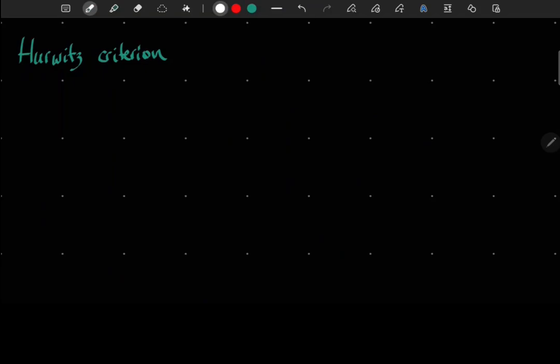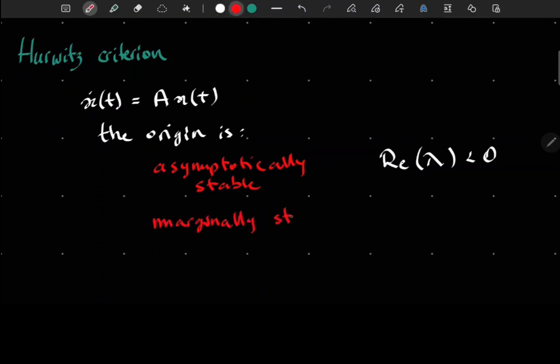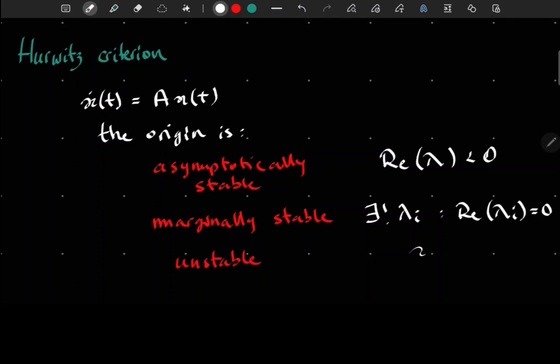For equilibrium points of linear systems, we have seen that we can use the Hurwitz criterion. In particular, we have said that an equilibrium point, which will be the origin in our case, as we have just seen, for a linear system in the form x dot equals A times x, will be asymptotically stable if and only if all eigenvalues of A have negative real part, marginally stable if there's one and only one eigenvalue with zero real part, and unstable otherwise, which means whether we have positive real part eigenvalues or more than one zero real part eigenvalues.